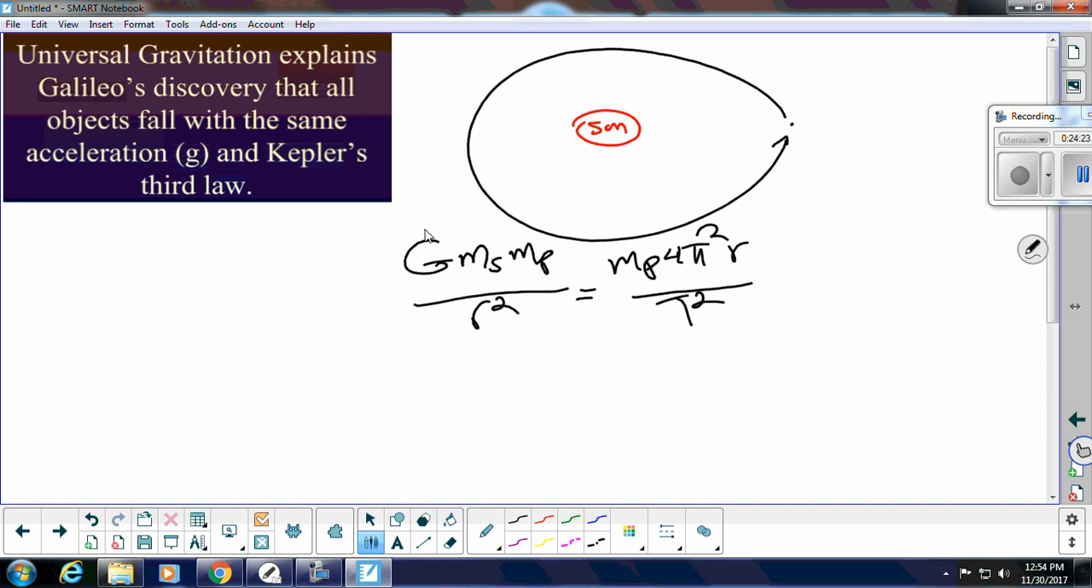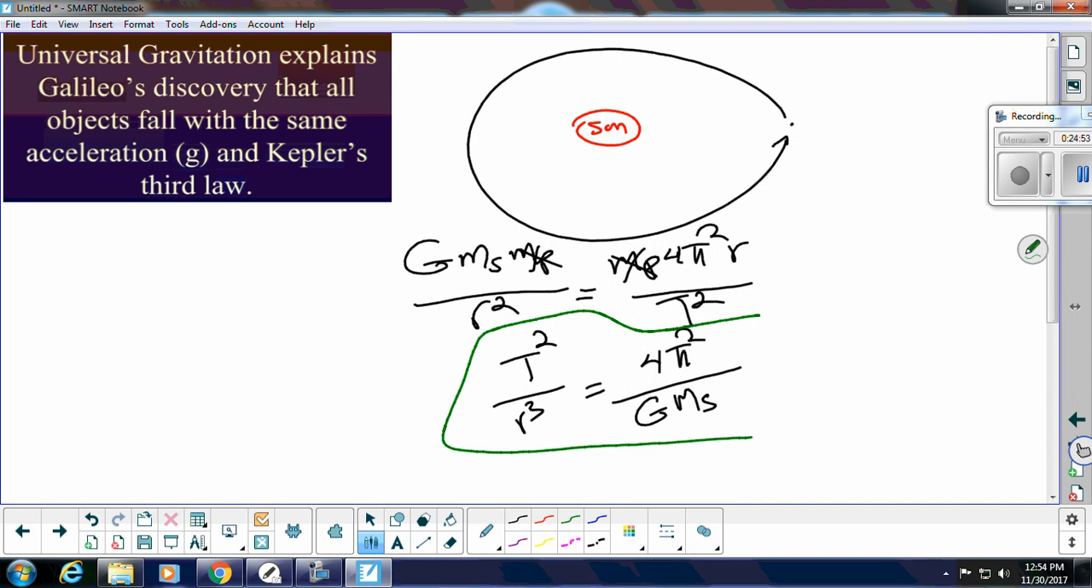So that recognition is something that you need to be aware of. When things are going in a circular motion, and if gravity is doing it, you can set gravity equal to the centripetal force. Okay? I'm going to do some rearranging here, and watch what happens. T squared over r cubed equals, the mass of the planet goes away, and I'm going to have 4 pi squared over G times the mass of the sun.